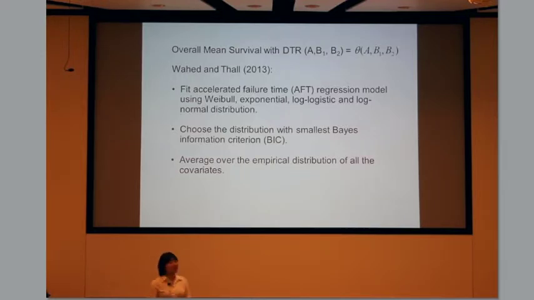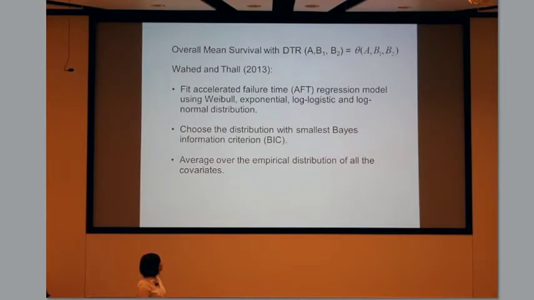For each transition time, they fitted the accelerated failure time regression model, the AFT model. The AFT regression model is very simple. It includes two parts. The first part is just simple linear regression on all the covariates, and the second term is the error term. So when we assume different distributions on the error term, we have different distributions on the survival time. So they tried different distributions, such as exponential, log logistic, and log normal distributions for the log of the survival time. And they chose the distribution with the smallest Bayesian information criterion, BIC.